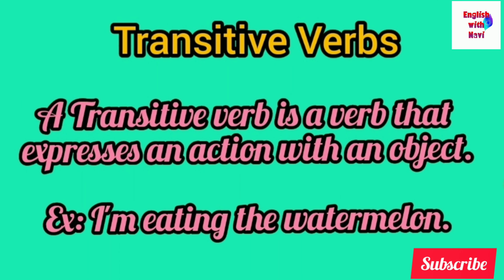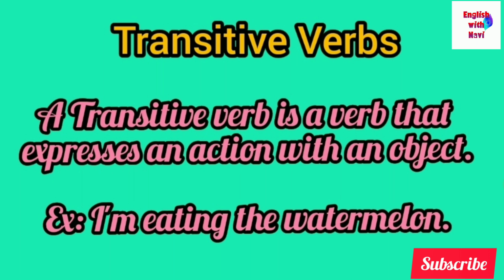Moving on to another category of verbs, and that is transitive verb. What is a transitive verb? A transitive verb is a verb that expresses an action with an object. For example, I am eating the watermelon. So I is the subject, I am eating is the verb, the watermelon is the object.